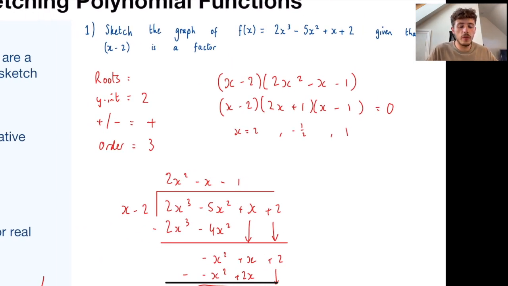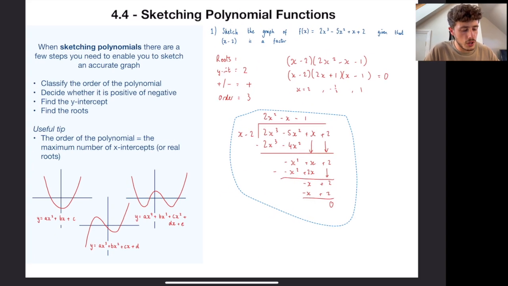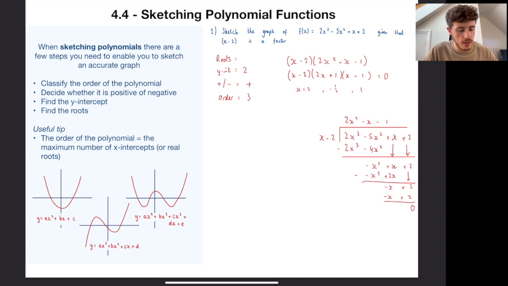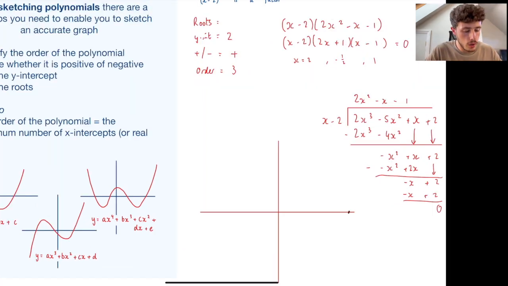And now we have all the information we need to sketch this polynomial graph. So if I shift our workings to the side slightly and draw a nice big axis. Never try and make your axes too small, because it will make your life really difficult when it comes to labeling especially. But with our roots of 2, 1, minus a half, roughly drawn to scale, it doesn't matter too much. And we can have our y-intercept at 2.